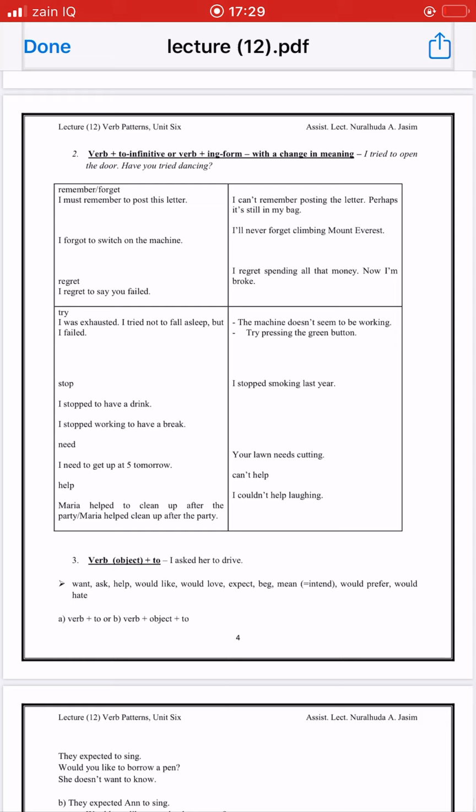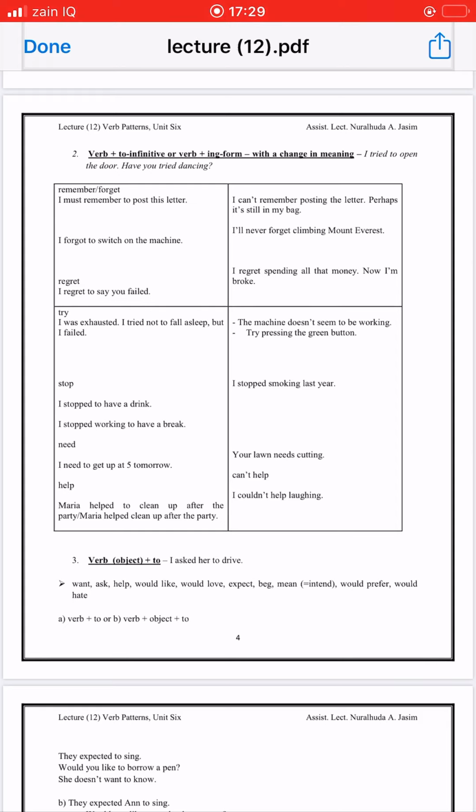I will read the sentences related to this topic. I must remember to post this letter. To post. I can't remember posting the letter. Perhaps it's still in my bag. I forgot to switch on the machine. I'll never forget climbing Mount Everest. Regret. I regret to say you failed.